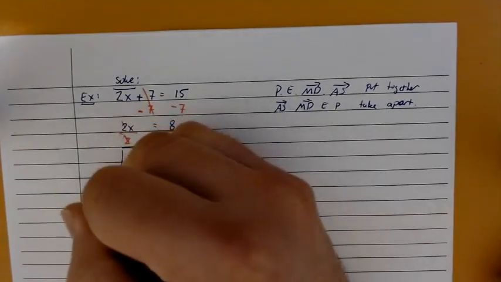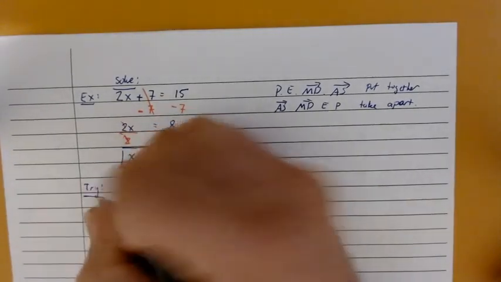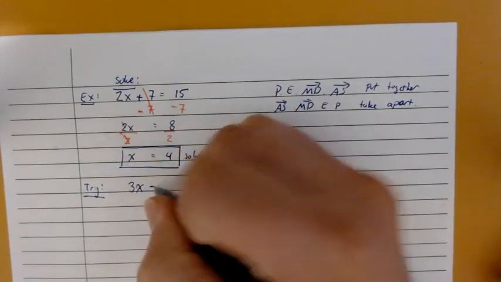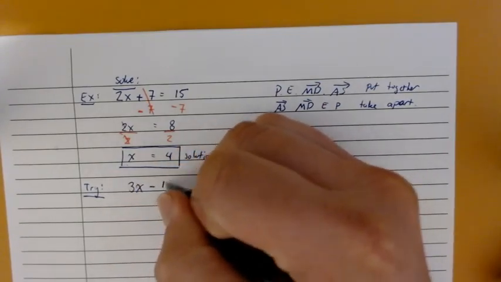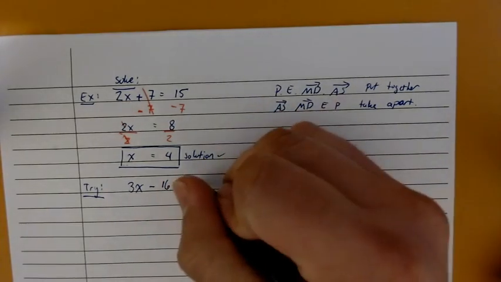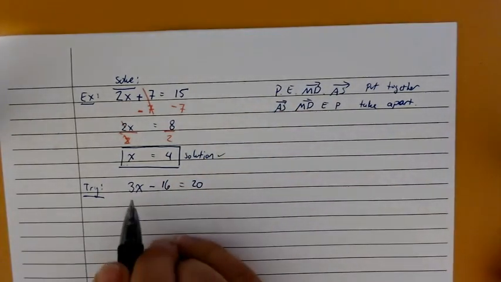Go ahead and give that a try. Same kind of problem. Let's say you have 3x minus 16 equals 20. Go ahead and pause the video and work through this.